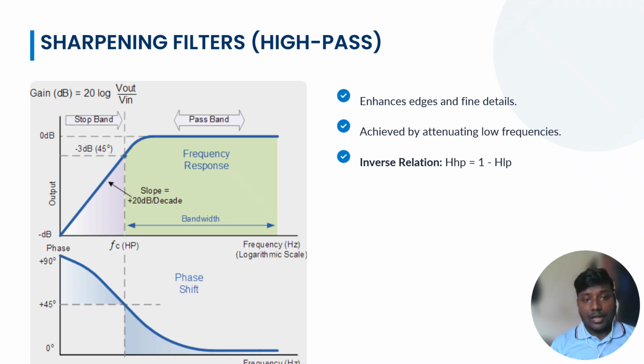Sharpening filter, high pass. So now we move to sharpening. Sharpening is the inverse of smoothing. We block the low frequencies and highlight high frequencies. This emphasizes edges and fine details, making the image appear much crisper.